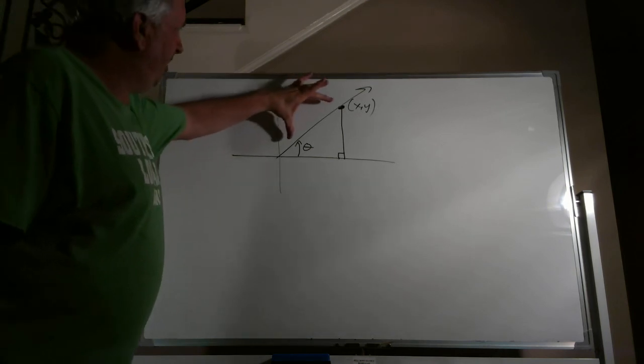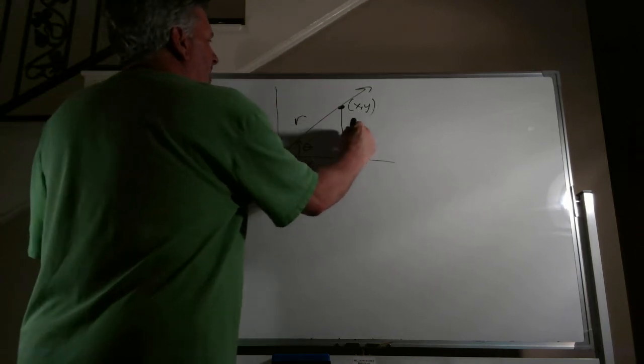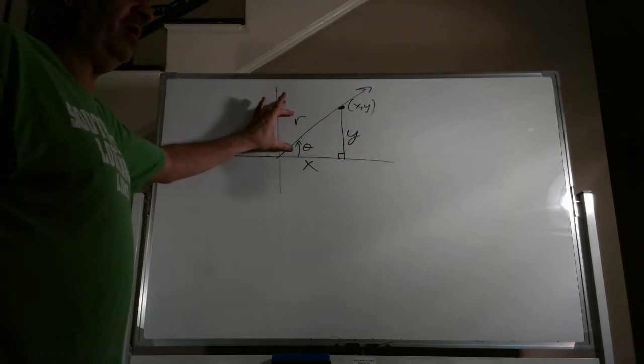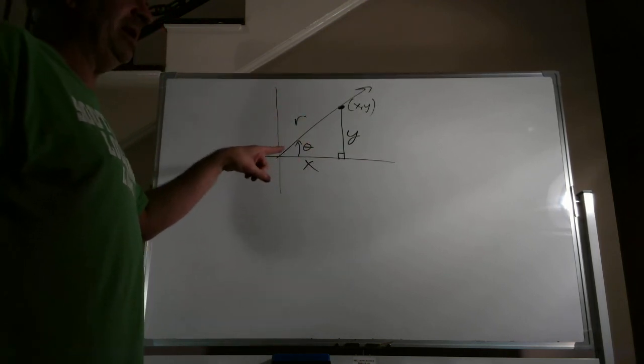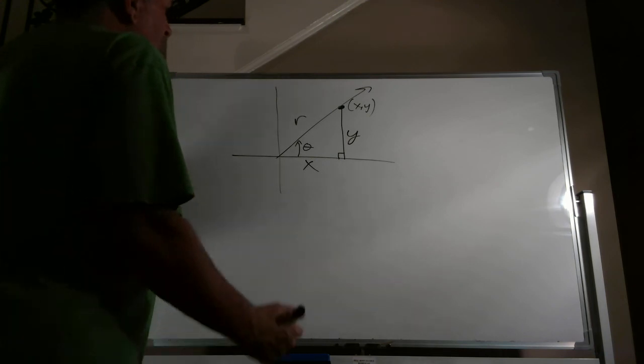And what did we call the distance from here to here? We called that r, and here's x, and here's y, right? So in polar coordinates, we need the theta and the r, and in rectangular coordinates, we need the x and the y. We've been doing this all semester, right? And we even know the trig behind it, solving right triangles, right? So what's a relationship here?